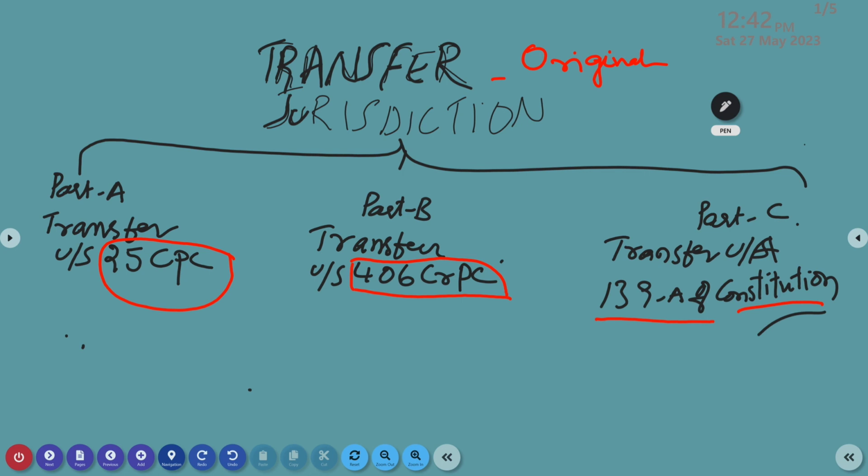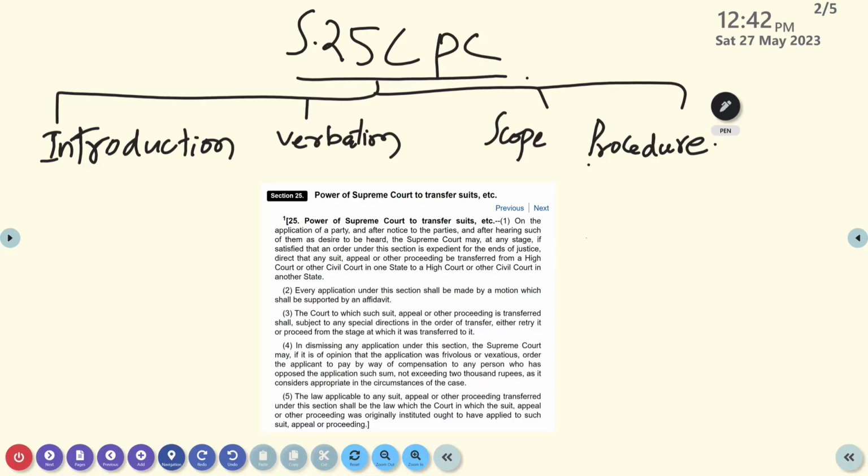Now come to 25 CPC. According to Section 25 CPC, civil matters can be transferred from one state to another state, from one high court to another high court, or otherwise. You see, this power of transfer is also part of the administration of justice, which can be exercised by higher courts. So this is also an important judicial function of higher courts.